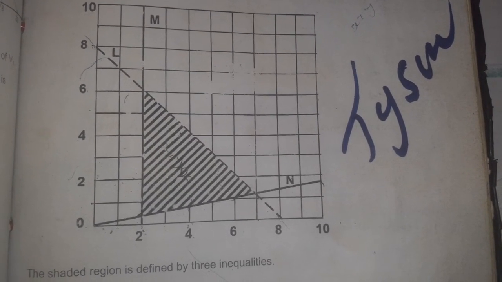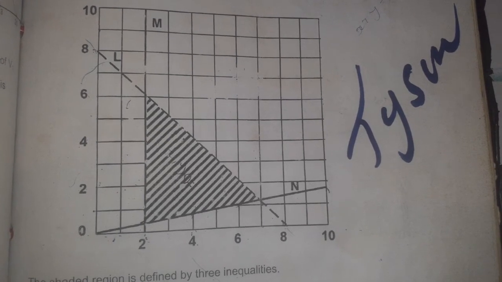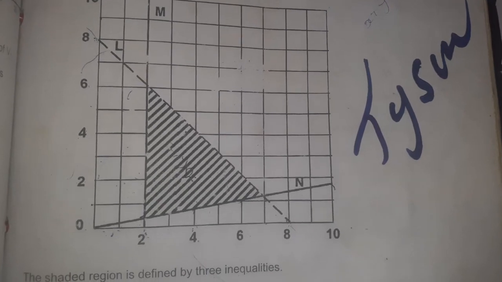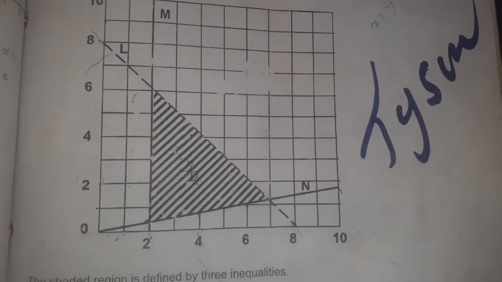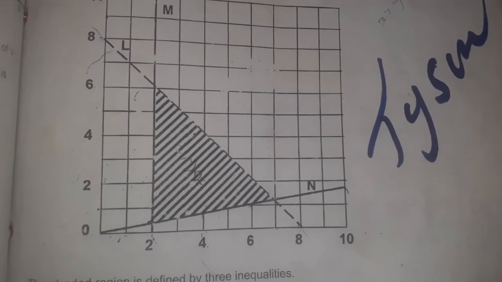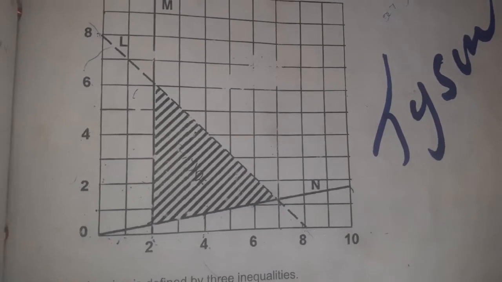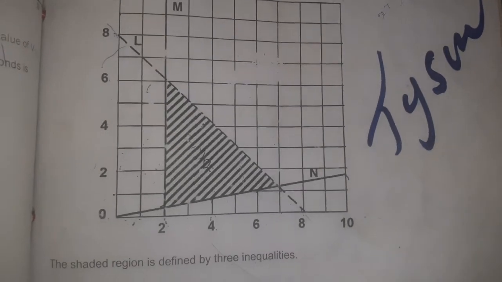So then you do also this one. This is the opposite of what I was telling you. This one, the required region is shaded, but the process is the same. The question in this case is going to be: write down the inequalities that represent the shaded region. So the process is the same, please.